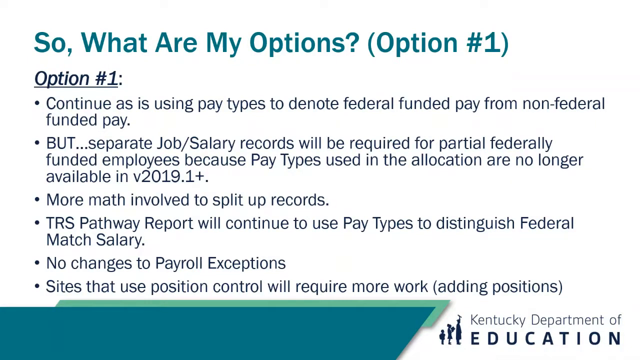Another thing with option number one, more math is really involved to split up records, and it can get a little more challenging. I've actually created a spreadsheet for you to help with the calculations. The other thing is the TRS pathway report will continue to use pay types to distinguish federal match pay. There are no changes required to the payroll exceptions table, but also something to remember, sites that use position control will require more work because you'll have to add positions.